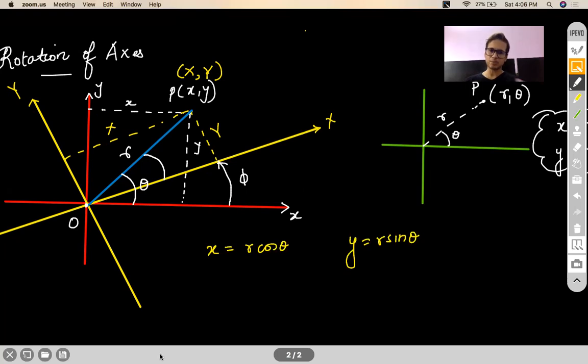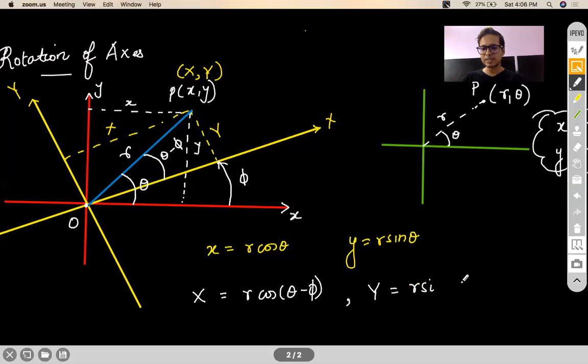What will be this angle? Obviously it will be theta minus phi, isn't it? Okay, so can I say the capital X, or that is the new abscissa of the point P, would be r cos(theta minus phi), correct? And the new ordinate would be r sin(theta minus phi) by the very same logic.